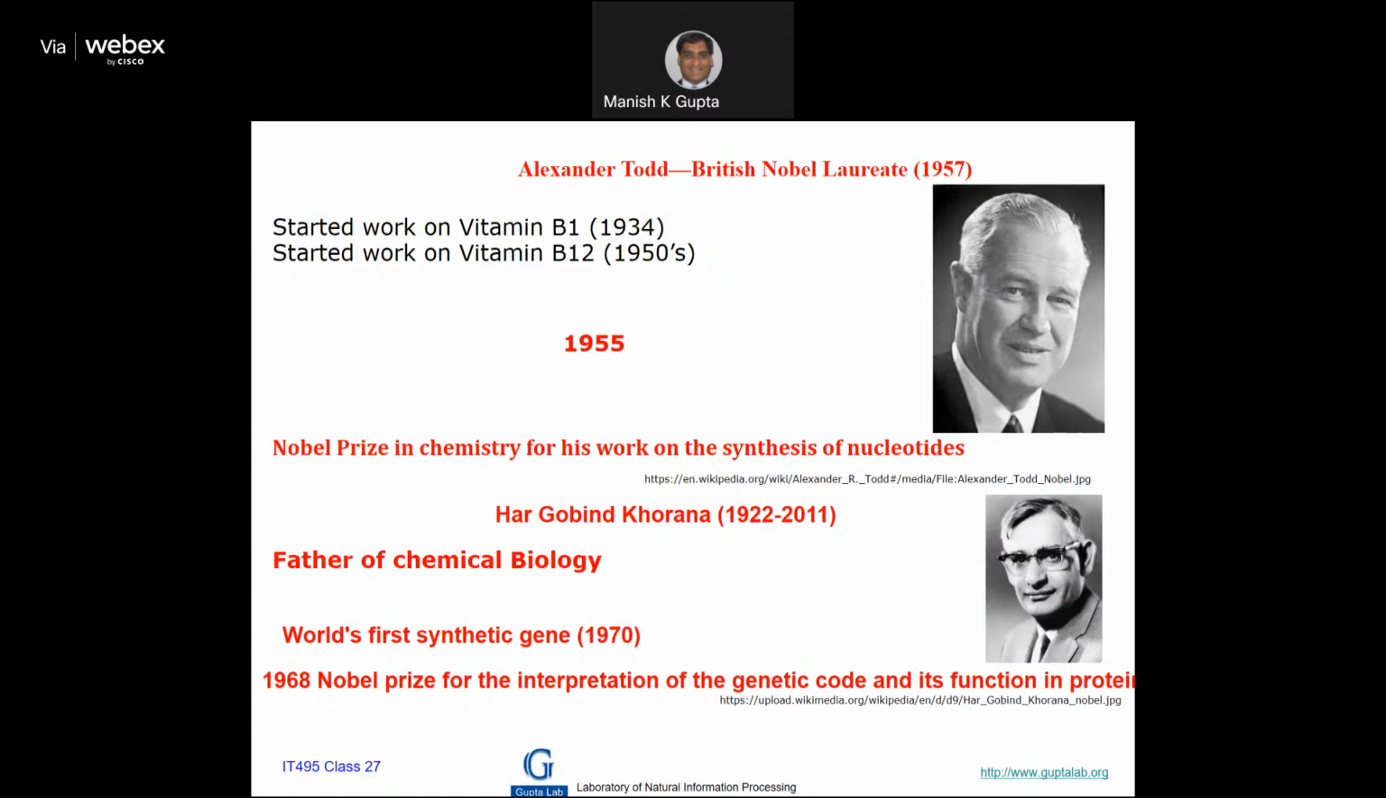He got the Nobel Prize in 1968 for the interpretation of the genetic code and its function in protein synthesis. So that map from DNA to RNA and RNA to protein, right? How that translates, which codons will give you what kind of protein sequence, protein alphabet. Those discoveries were done by Hargobind Khurana. Very famous, very respected name in the biochemistry area. And he also designed the world's first synthetic gene. He did that work in 1970. So you can call him the father of chemical biology, the person who really started these things at a very early time. He died in 2011.